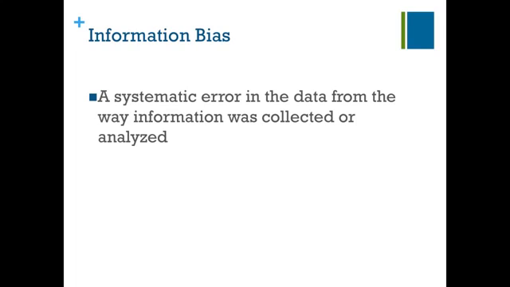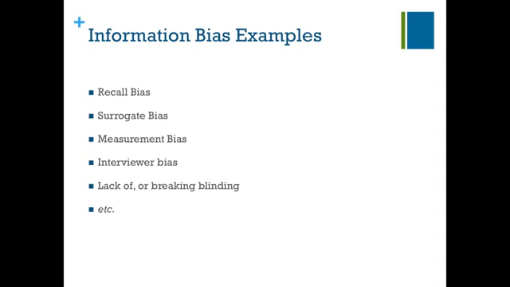The other major category of bias is information bias. This catch-all term includes systematic errors in the data from its collection, through analysis and interpretation. There are a myriad of different types of information biases.